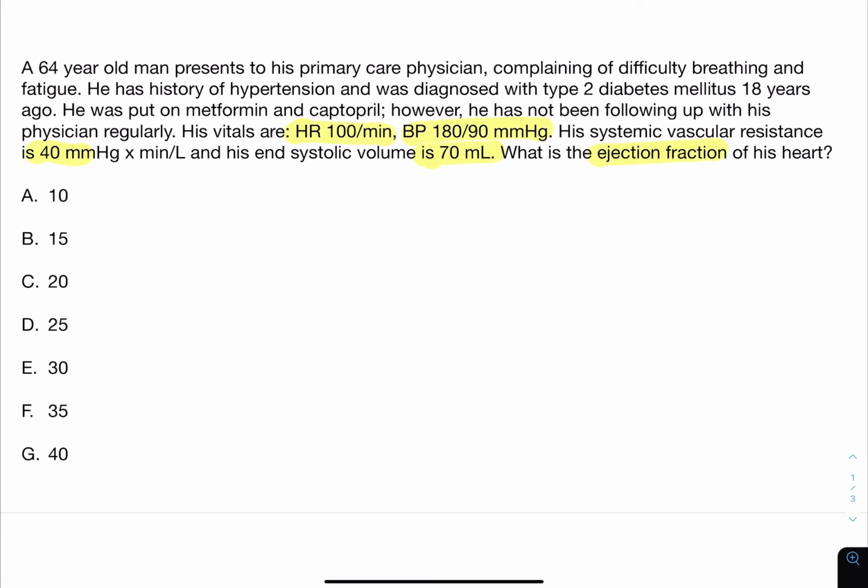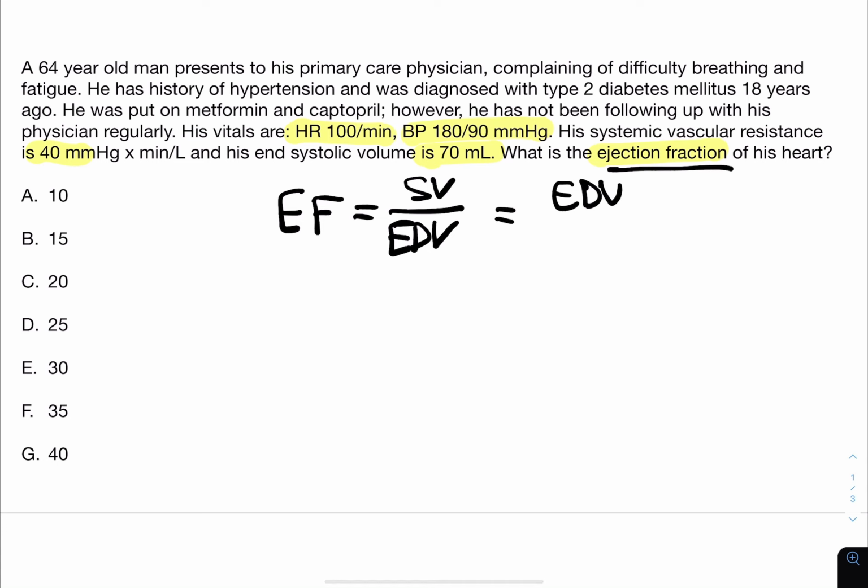Alright, so we're looking for ejection fraction, and the first thing I would want to do is write down the ejection fraction formula, which is stroke volume over end diastolic volume. Another way we could write this is end diastolic volume minus end systolic volume over end diastolic volume.